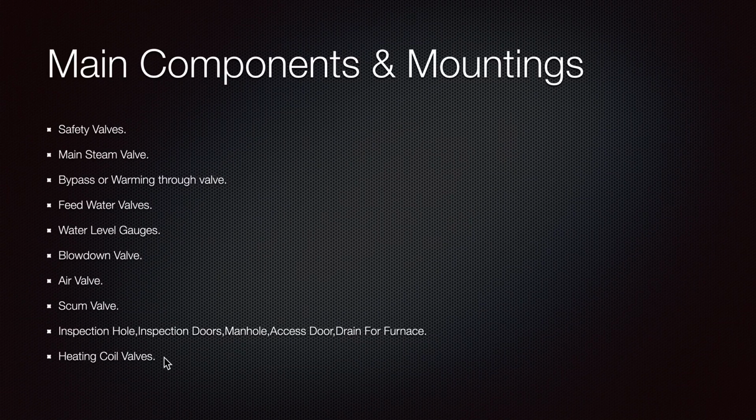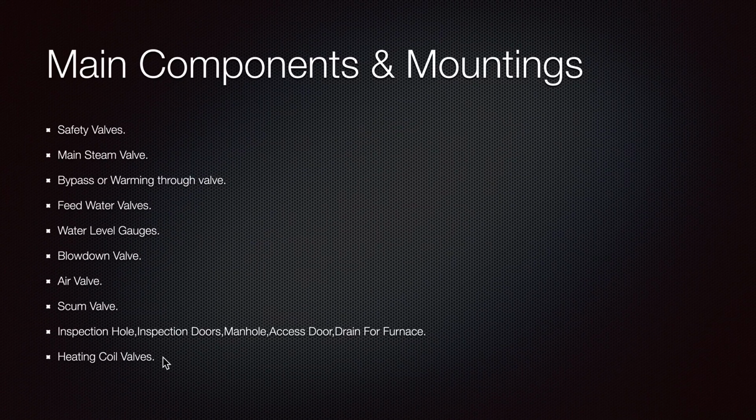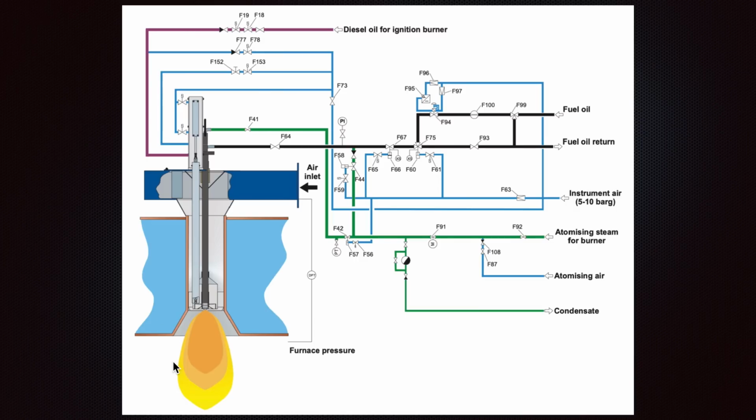Heating coil valves are also really important, and the heating coil keeps your boiler warm or preheated before the operation. So let's see a diagram and how many valves contribute to our system here. The most complicated, I can say, is Aalborg, and here we have an Aalborg system. You can see how many three-way and two-way valves we have.